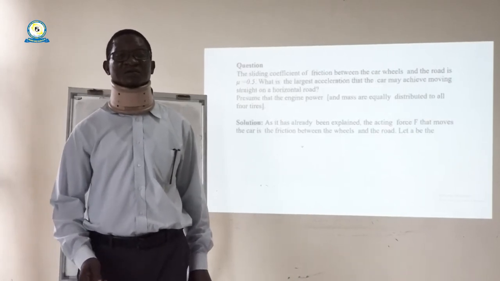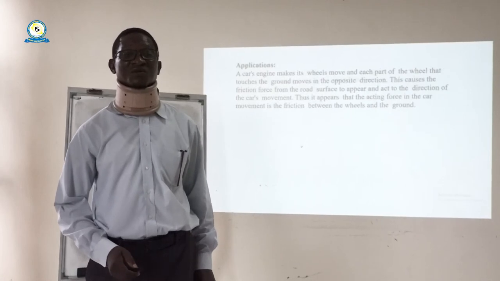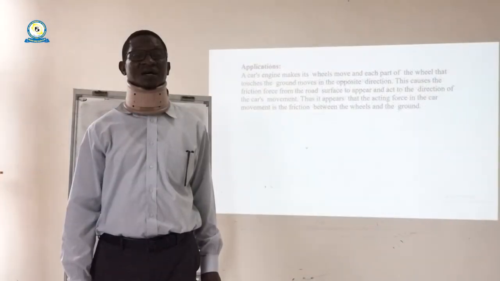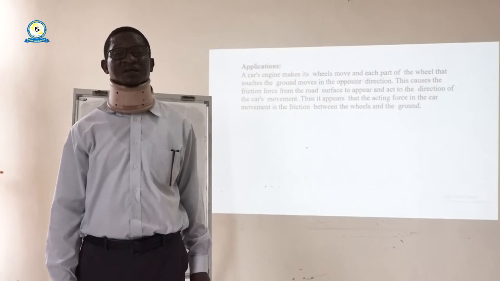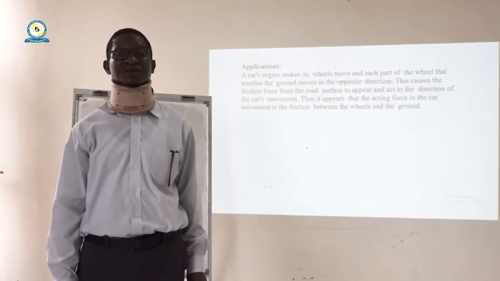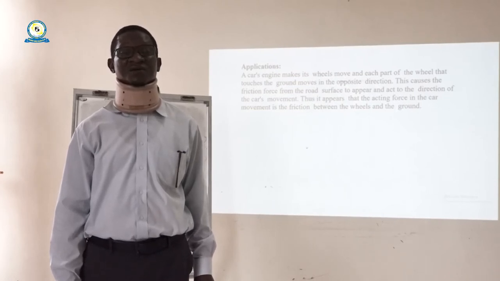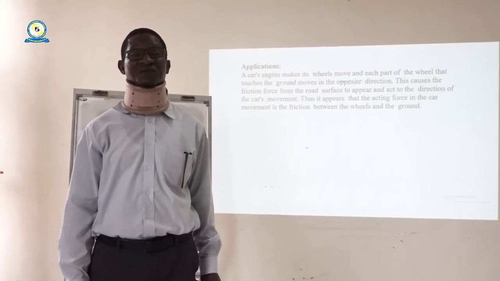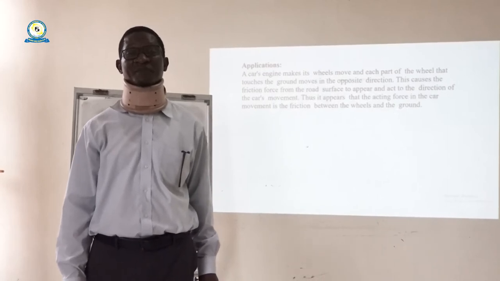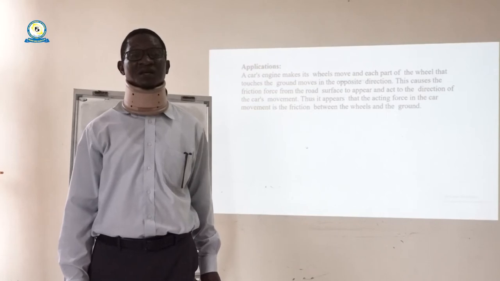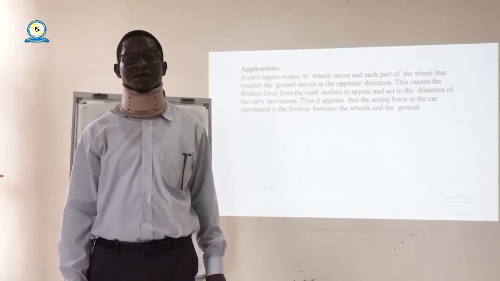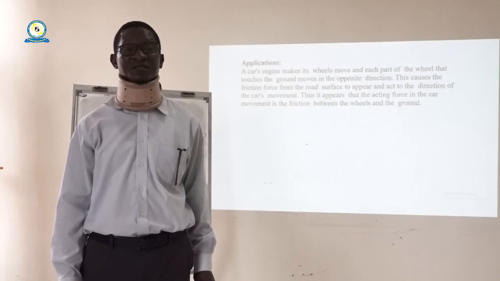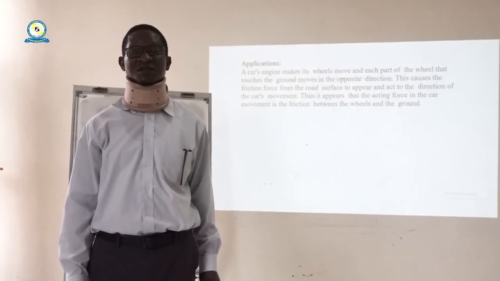Applications. Before application, we want to add a little more material on friction. A car's engine makes the vehicle move, and each part of the wheel that touches the ground moves in the opposite direction. This causes the friction force from the road surface to appear and act in the direction of the car's movement. It appears that the acting force in the car's movement is the friction between the wheels and the ground.